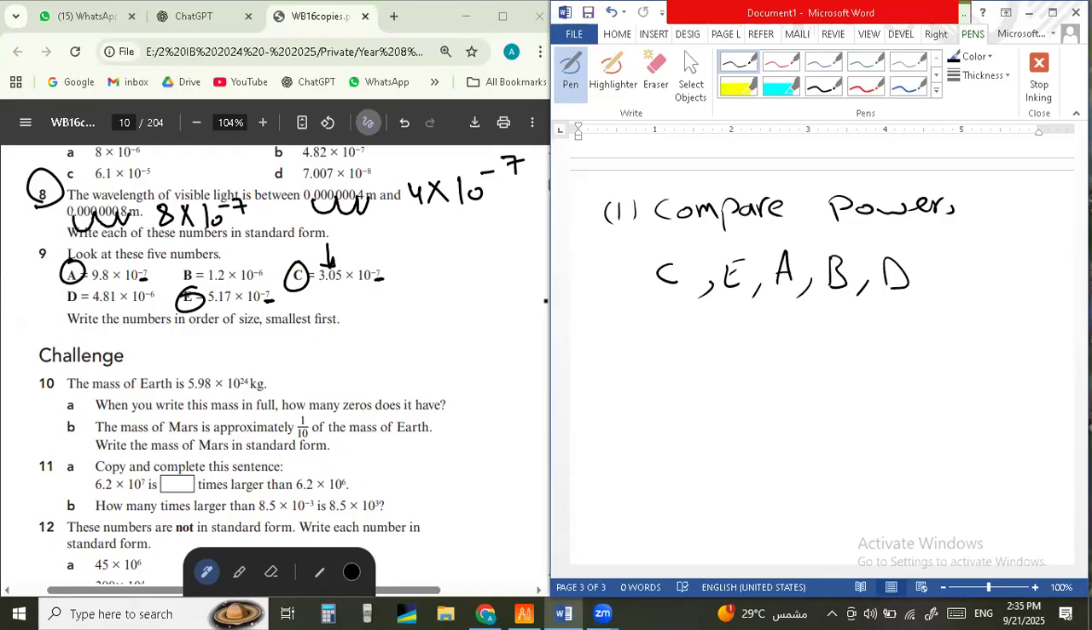All right, now we're going to go to the challenge section. It says to you the mass of Earth is like this. When you write this mass in full, how many zeros does it have? Mister, do I really need to answer it? For God's sake, please, mister, don't say that I need to answer this and write it in full. No, you don't need to, but you're going to need to assume as if you're really doing it.